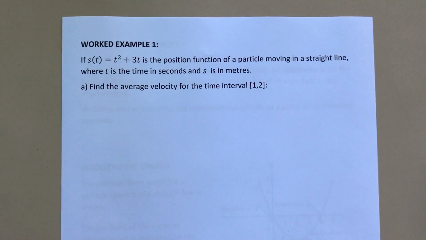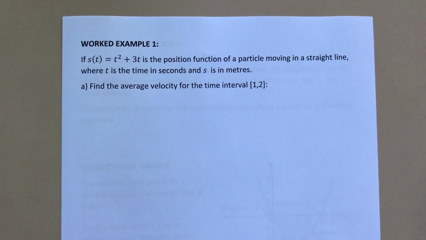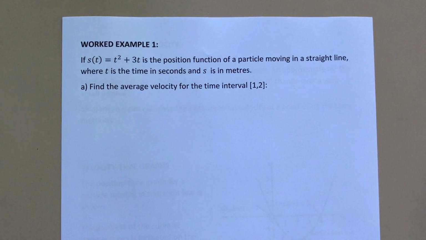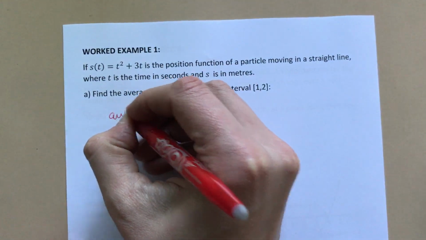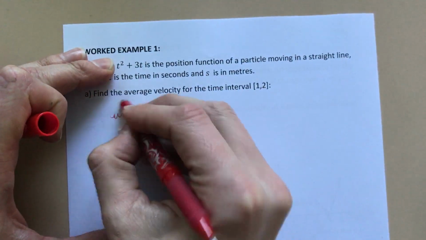So if s of t equals t squared plus 3t, and this is the position function of a particle moving in a straight line, where t is the time in seconds and s is displacement or position in meters, find the average velocity for the time interval [1, 2]. So first thing that you know when you get this is that you're going to be using the average velocity formula.